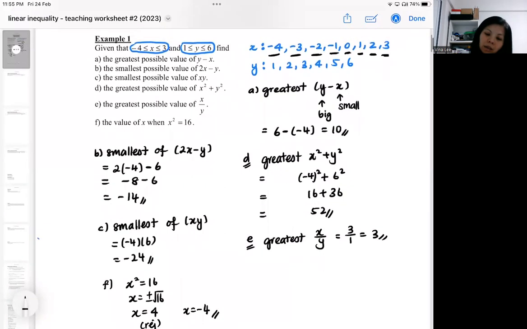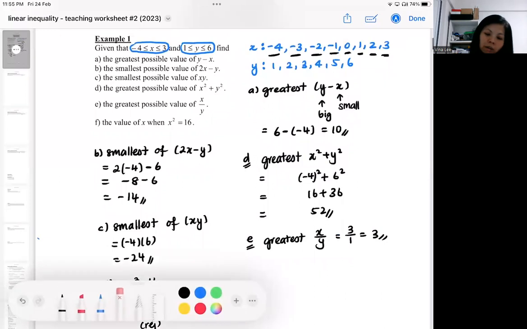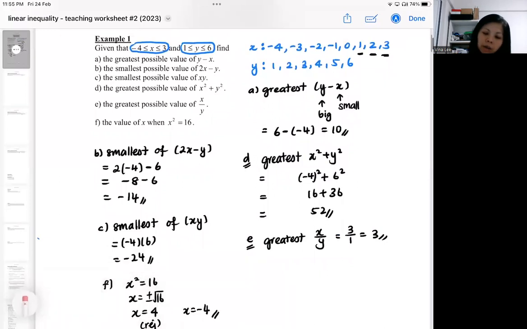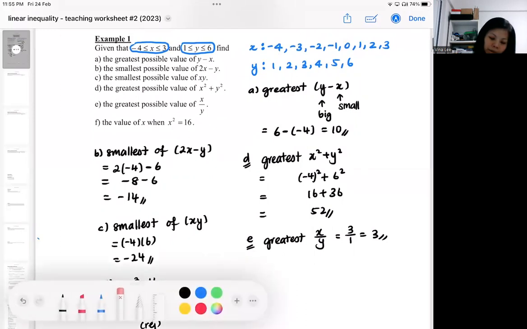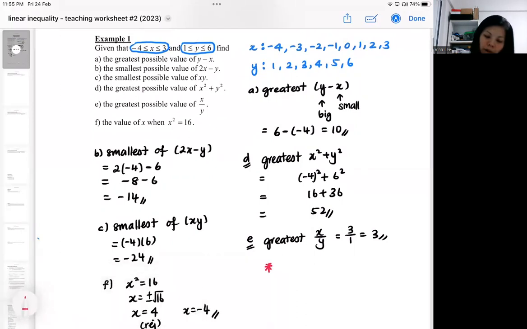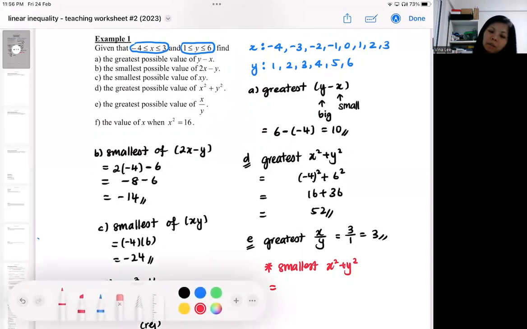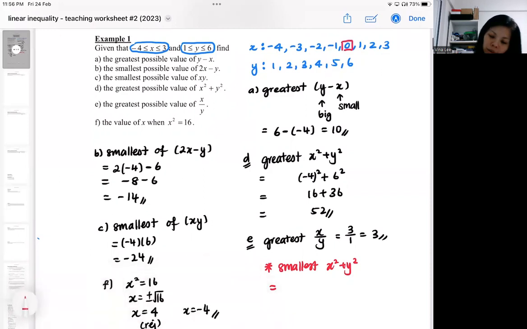Okay, and another thing to take note will be, sometimes the question will ask for the smallest x squared plus y squared. So for the smallest, sometimes some students will do something like 3 squared plus 1 squared. Okay, but if you look at the numbers, 0 squared is actually the smallest.